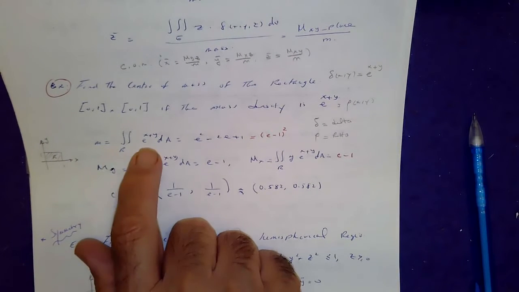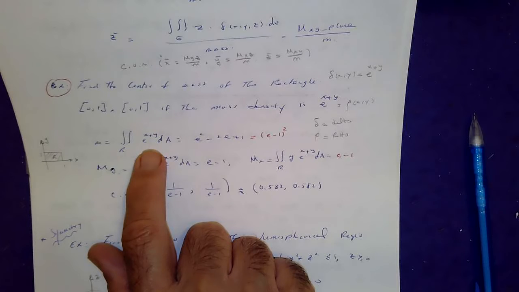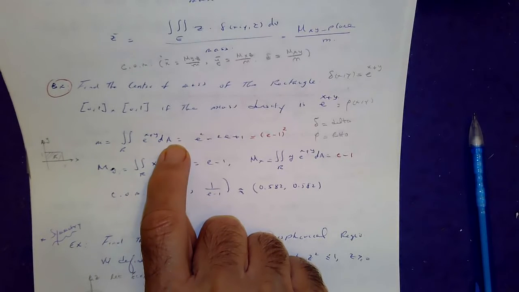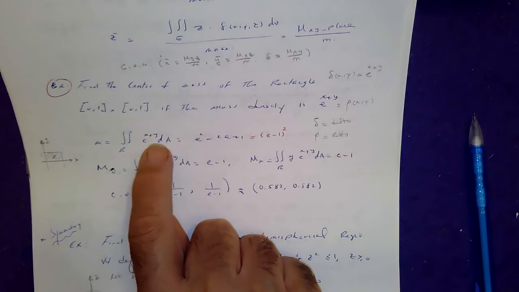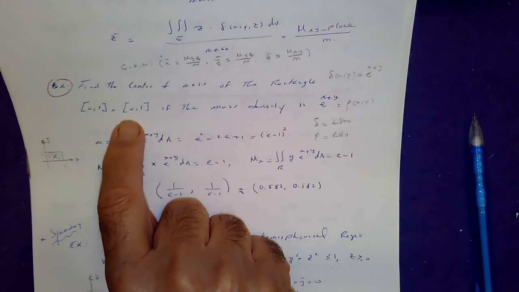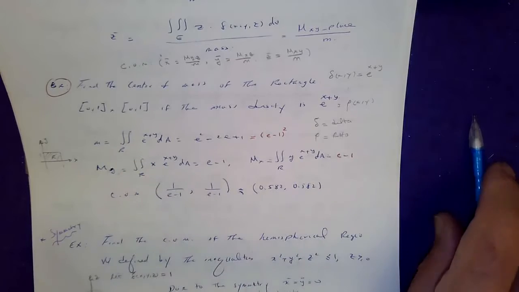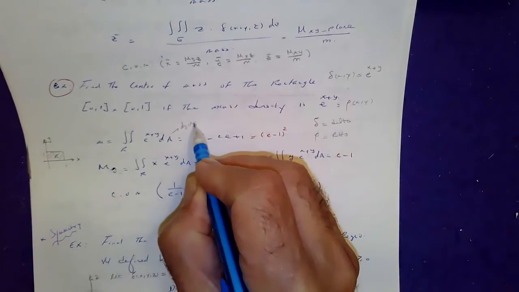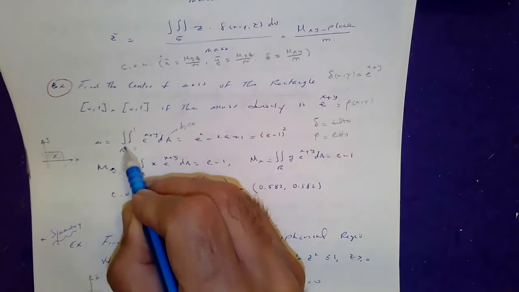So to find a mass, you remember the definition was for two-dimensional objects, density times area. So here's the density, here's the area. I use double integral, but I have a rectangular region, so that means what? The limits are constant. So if I go, let's say, dy dx, I'm going from 0 to 1, 0 to 1.